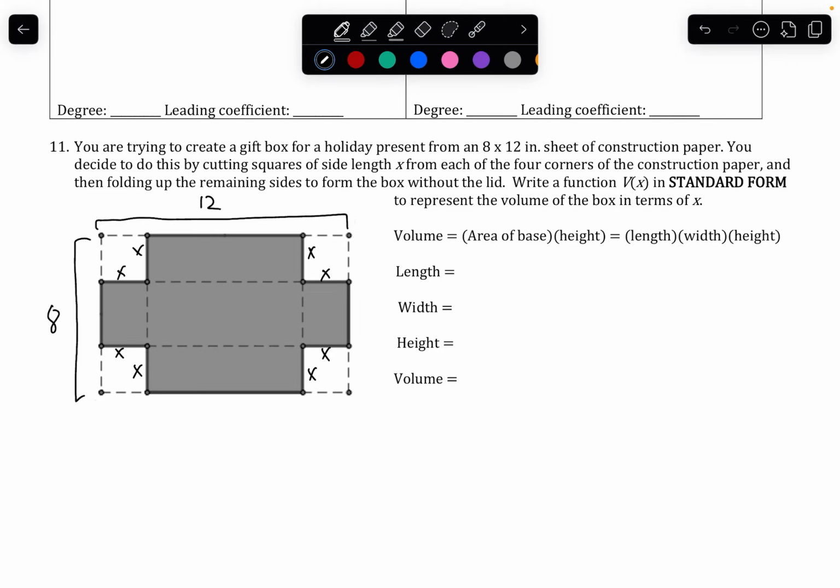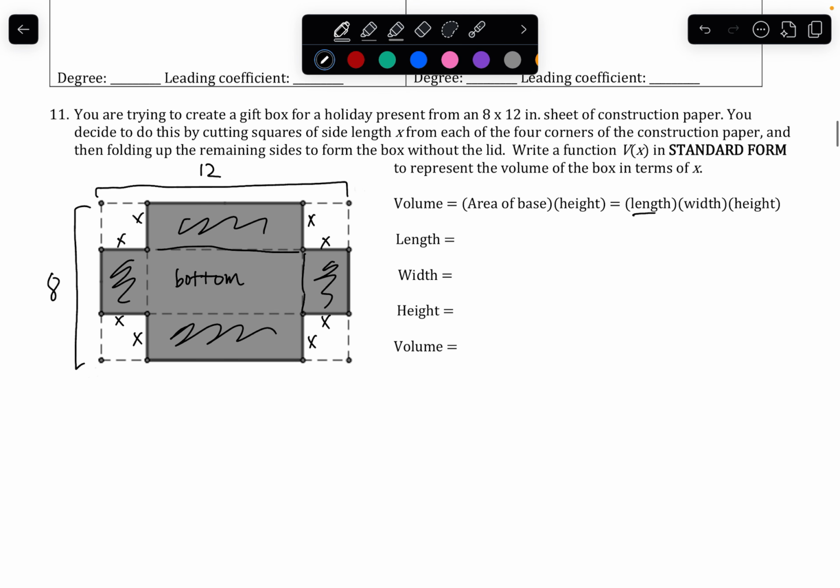And then folding up the remaining sides to form the box without a lid. So this is where you would fold, and so this would be a side, this would be a side, this would be a side, and this would be the bottom of the box. Write a function v of x in standard form to represent the volume of the box.